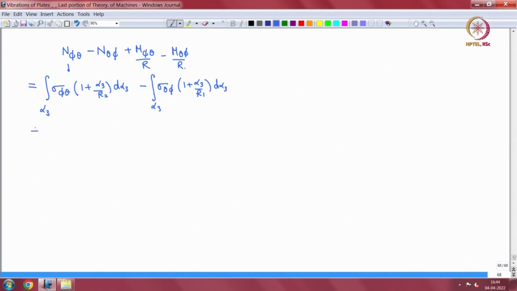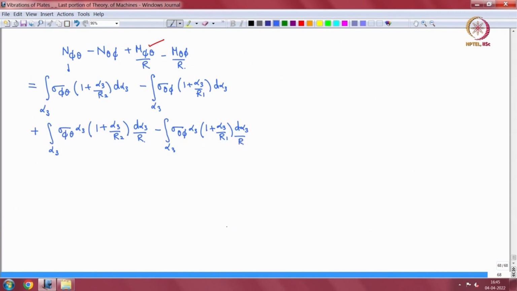plus integral alpha 3 sigma phi theta alpha 3 1 plus alpha 3 by r2 d alpha 3 by r, this is this term m phi theta, minus integral alpha 3 sigma theta phi alpha 3 1 plus alpha 3 by r1 d alpha 3 by r.